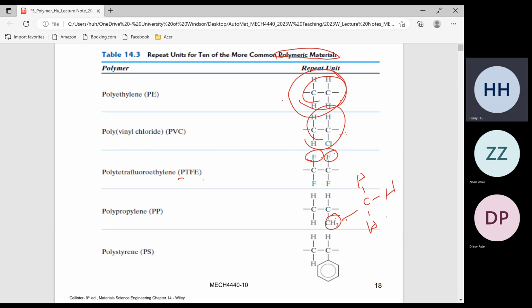Then if one of the hydrogens is replaced by the ring unit, I'll show you the ring unit in the next maybe 2 slides, you form another group of polymer, polystyrene. Short form is called PS.